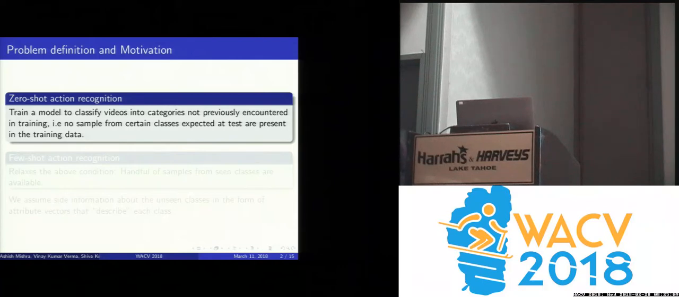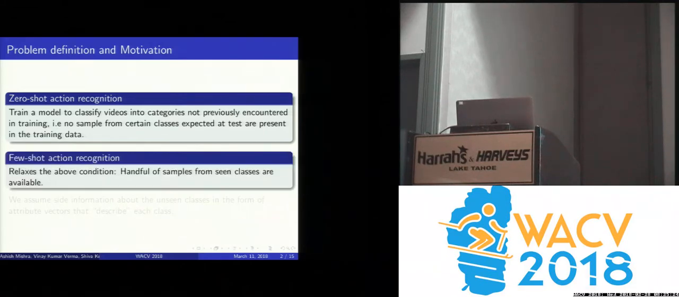Zero-shot action recognition tries to build models that can classify videos into categories even though it has not encountered that particular category in the training phase. That is, we do not see examples of certain classes during the training time. A few-shot action recognition problem addresses a relaxed condition wherein a handful of samples from seen classes are available.